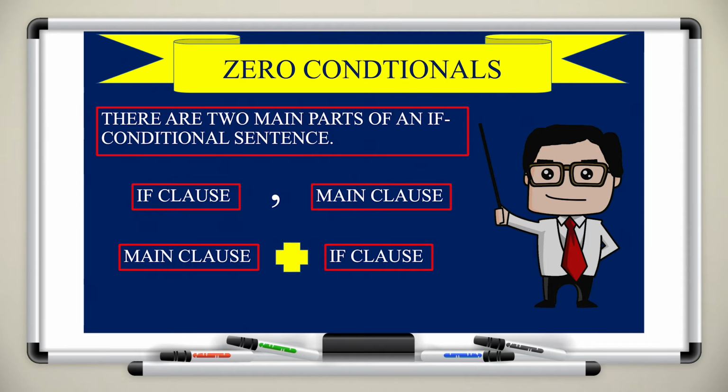Before we start, you need to know the structure of a sentence in the if conditional. You need to have an if clause, and then you have the main clause. The if clause says if something happens, and then the main clause will show the result of that. Or you can put the main clause at the beginning and then have the if clause at the end. But if you start with the if clause, you need to have a comma.